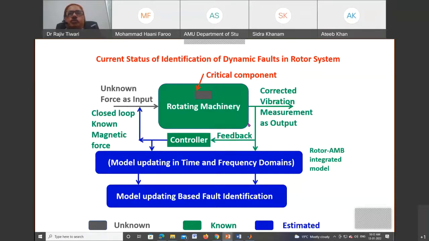So this is more advanced and more practically safe, because the system already has some fault, and if we give more force to the system, it will have more vibrations. That is more dangerous. So instead of that, we apply a controlling force, and because of that some of the disturbance is suppressed, but the suppression force gives us the indication of what kind of fault is there. That is utilized in this particular procedure. So this is a very abstract way of representing what I will be showing in subsequent slides.